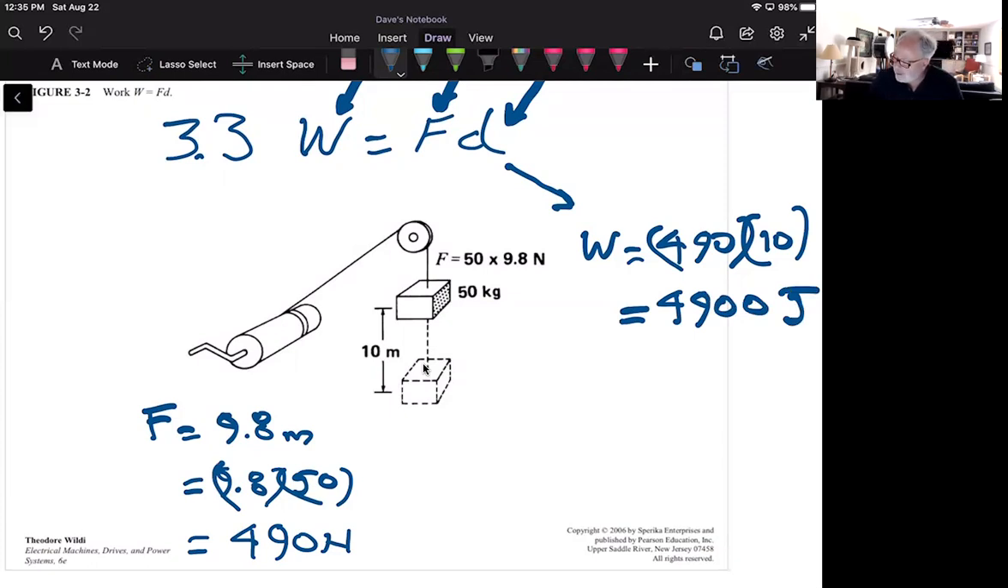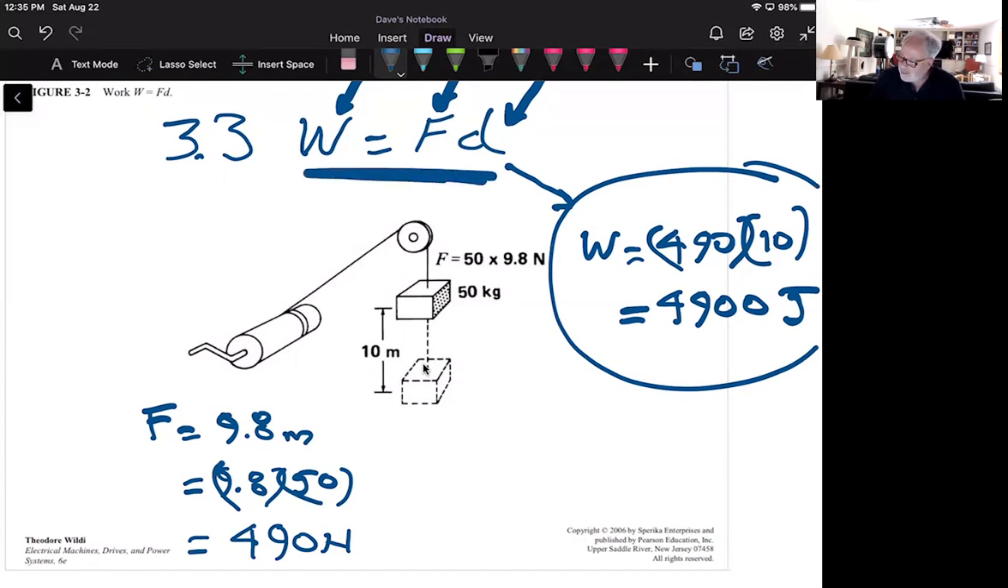Now we will use this as another foundational equation as we move forward with this, but this is our definition of mechanical work, section 3.3.